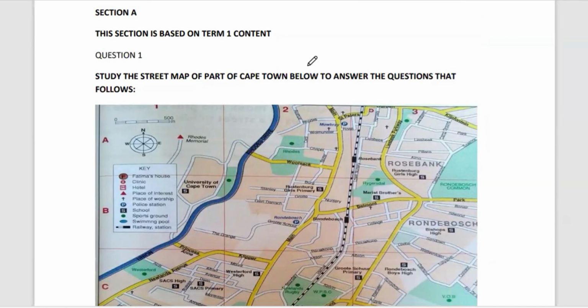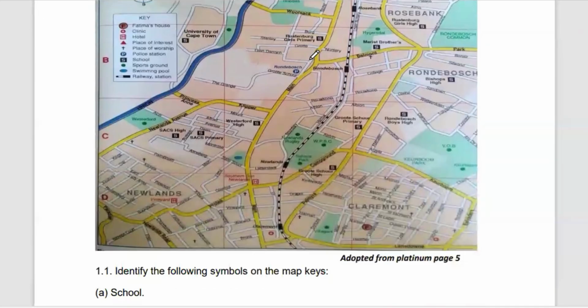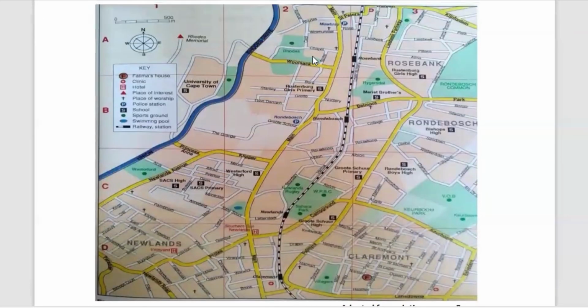Section A is based on term 1 content. Section B is based on term 2 content. Term 1 was about map scales. So when you're given a map, first and foremost you need to look at the key, the scale, and then the compass.